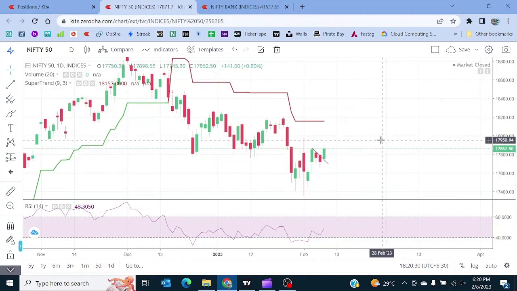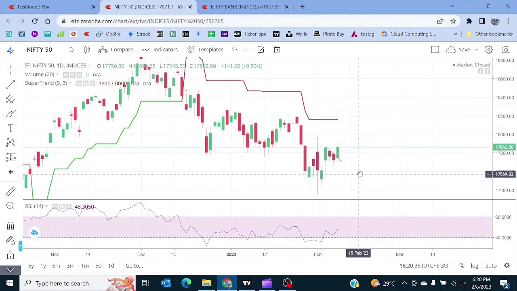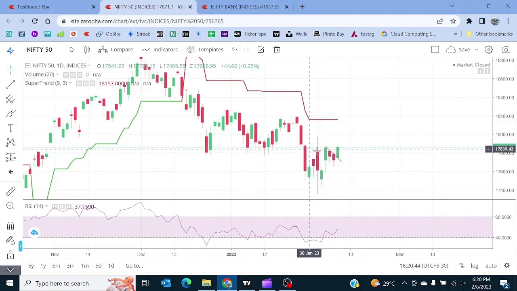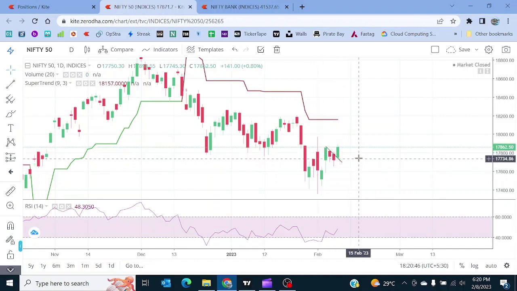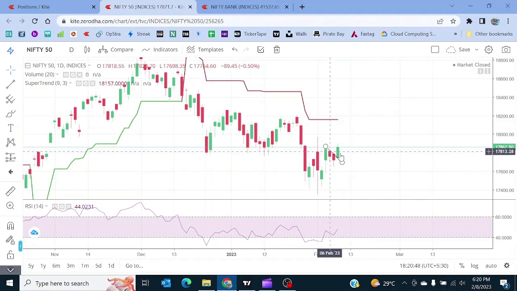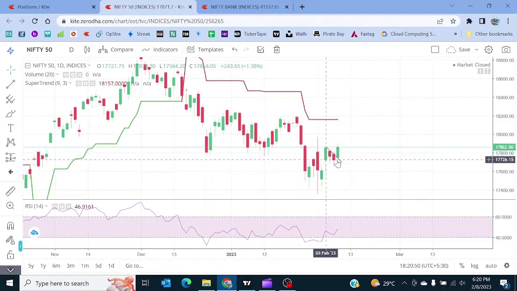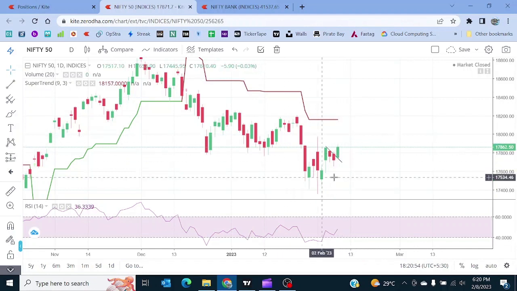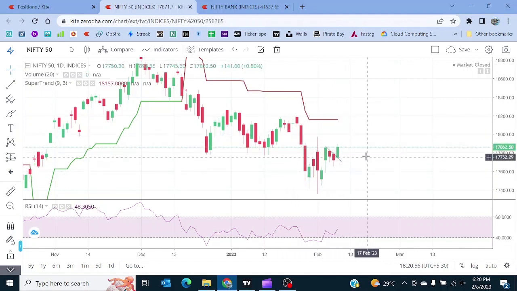So let's analyze the charts of Nifty and Bank Nifty. Let's start with the Nifty. Here you can see Nifty has given a good rally today, and though the price action looks pretty simple, it was not, because since last 1 week maybe Nifty is not behaving the way it actually behaves. There is more volatility in the market.